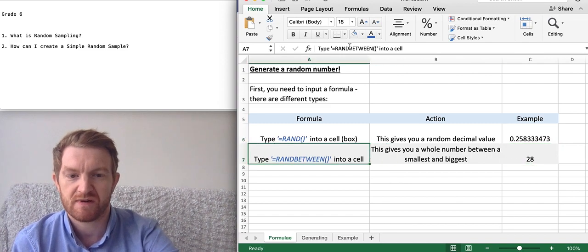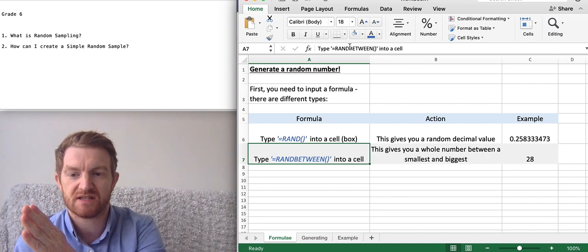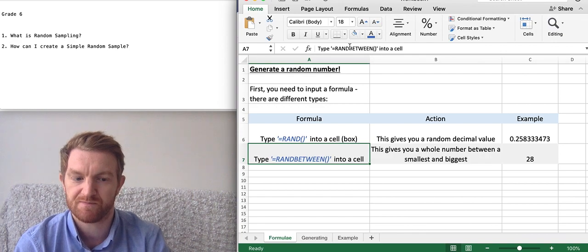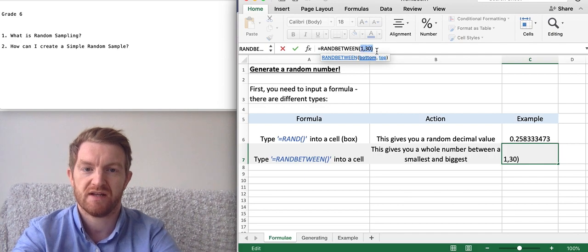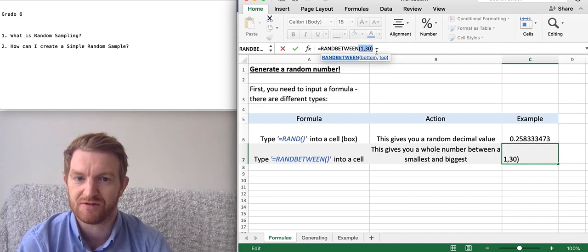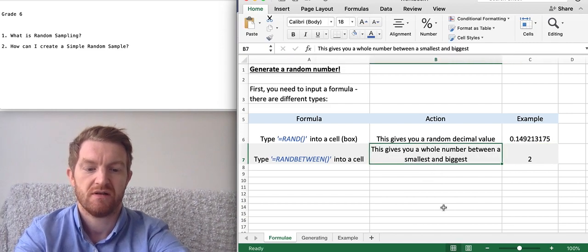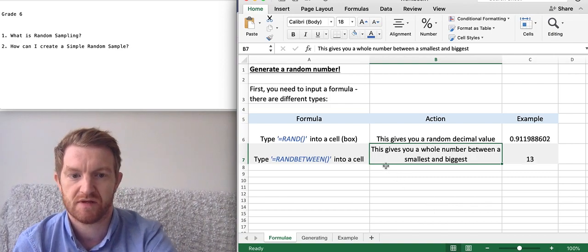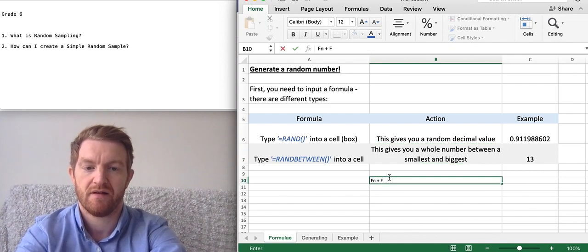We've then got RANDBETWEEN, which is a bit more useful for our purposes, where you can say, okay, this can be the smallest, this can be the biggest, and give me any number in between. And it only gives you whole numbers. Here, for example, I've said I want numbers between 1 and 30, and I want you to give me any number at random between 1 and 30. You can see it's 2, press it again, 30, 1, 20, 27, 2, 3, and I keep pressing it and it keeps generating random numbers. So to generate a random number, you press function and F9.